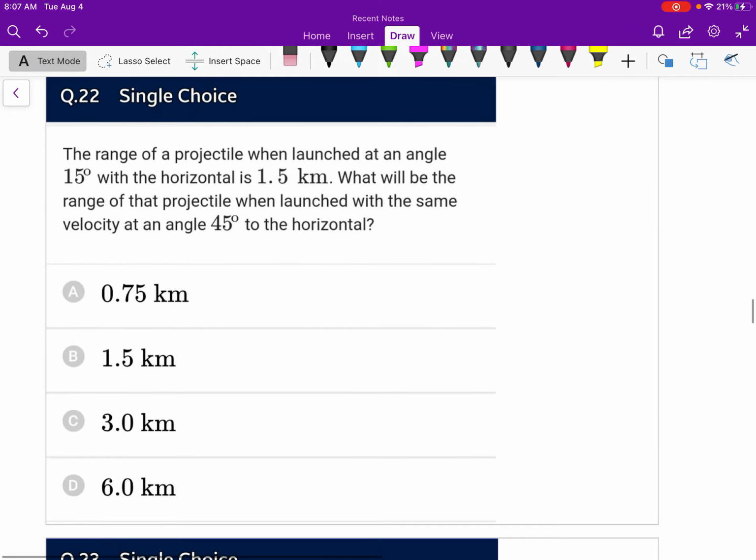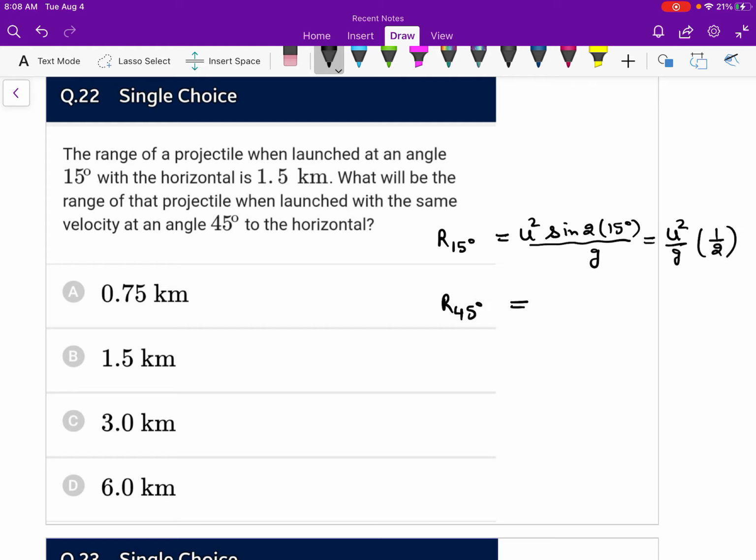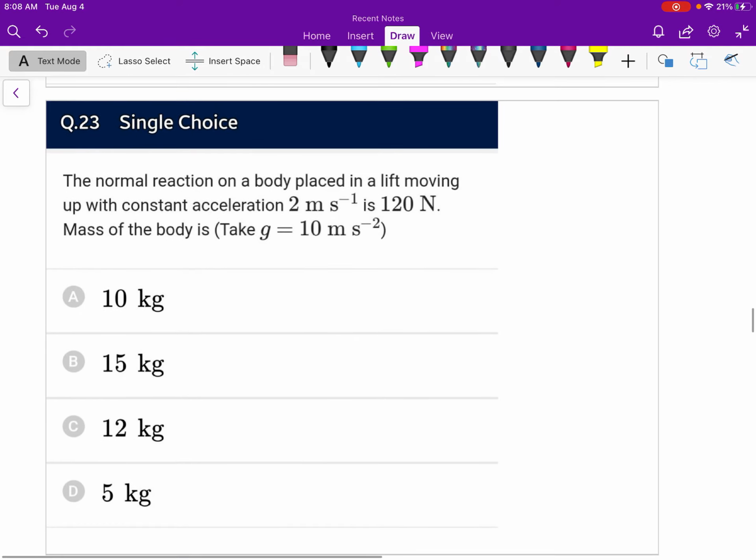Now next, the range of a projectile when launched at 15 degrees is this, then what will be the range at an angle of 45 degrees? So R at 15 degrees is u square sine twice of 15 degrees upon g, which is u square by g into half, and R at 45 degrees is u square by g. So R at 45 degrees is twice of R at 15 degrees. So that is 3 kilometers.